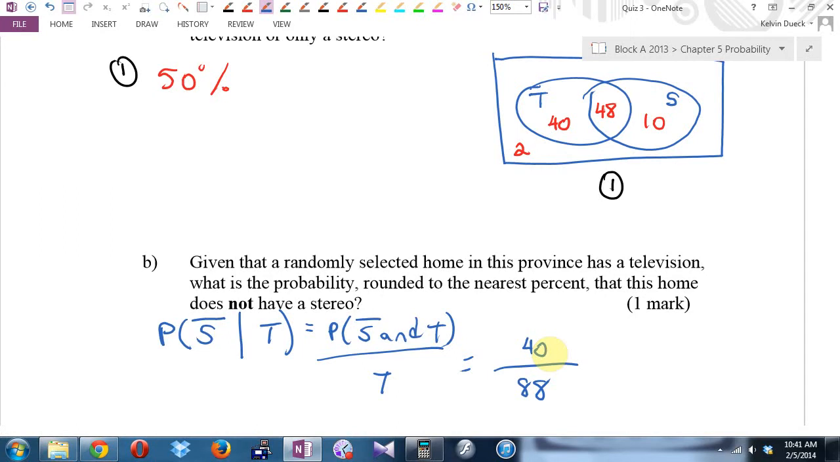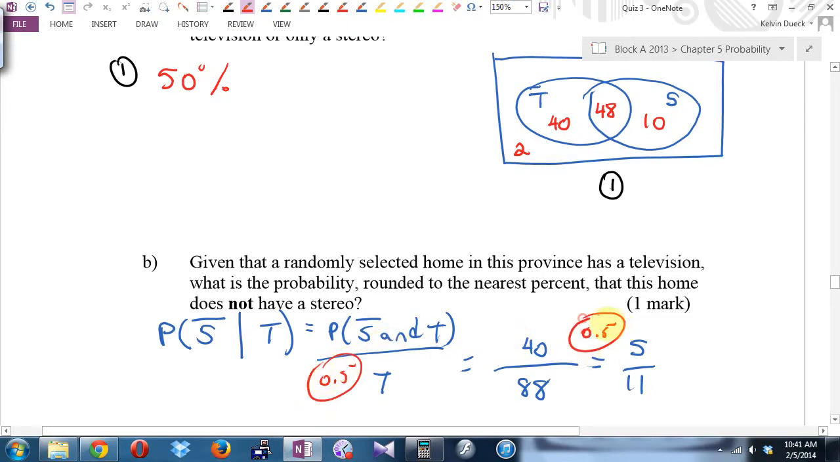So 40 over 48, or in lowest terms, divide by 4, divide by 4, 10 over 20, actually divide by 8, divide by 8, 5 over 11. I would give you a half mark if I saw that you had translated the formula correctly, and then a half mark for the answer. I don't care whether you reduced or not. Did anybody decimalize it? Okay. I think as a decimal, it's 0.555 repeating, or 54. I can't remember.